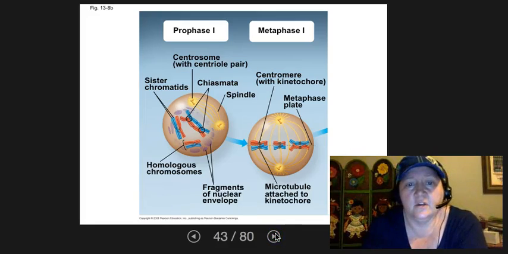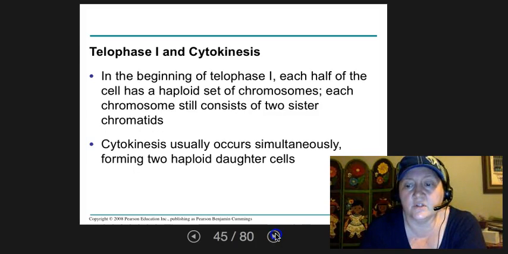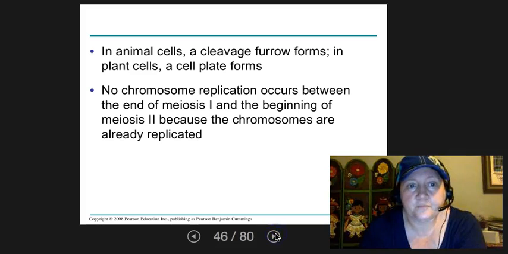Microtubules are going to attach. Looks like this. Anaphase 1, all the stuff we talked about, they're going to start to move towards the opposite poles as the kinetochores have attached to the microtubules, and the microtubules are going to start to shorten. Okay. Telophase 1 and cytokinesis. Okay, so in animal cells, just like we said in mitosis, we get a cleavage furrow that forms. In plants, we'd have a cell plate. So remember to keep those separate on your exam, cell plates versus cleavage furrows.